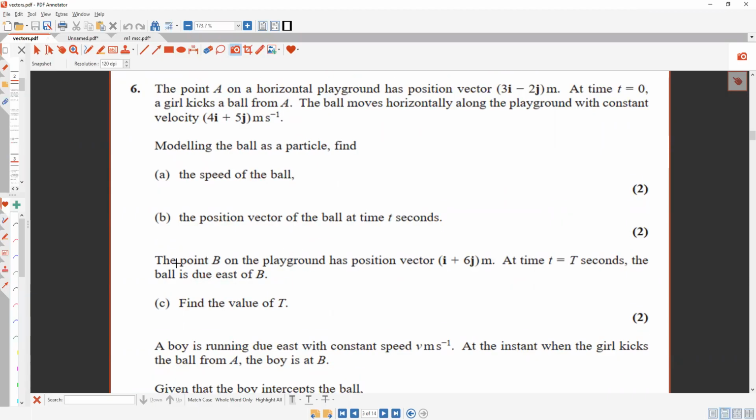Okay, question number 6, everyone check. You guys see whether A, B, C, D you can do on your own or not.